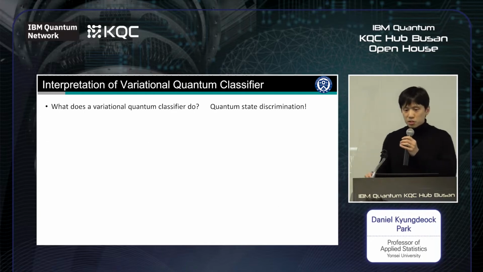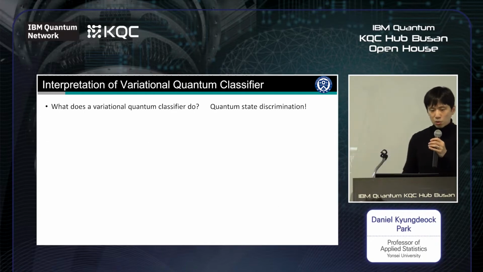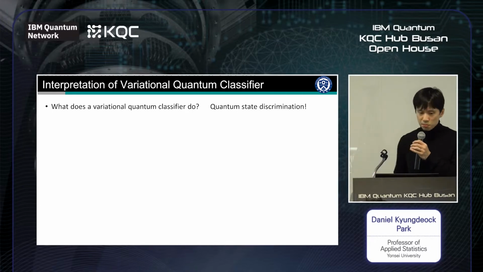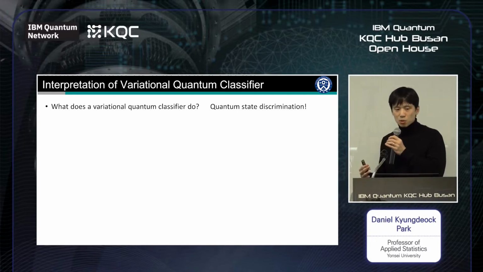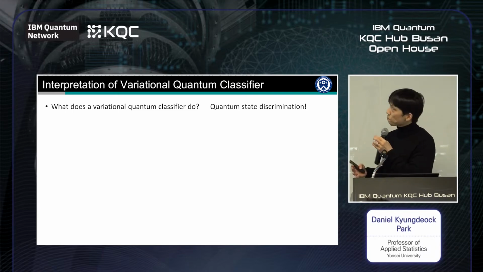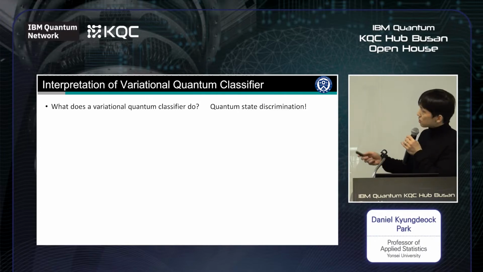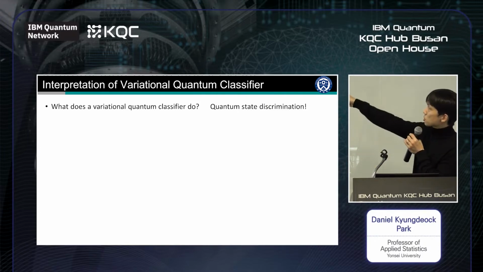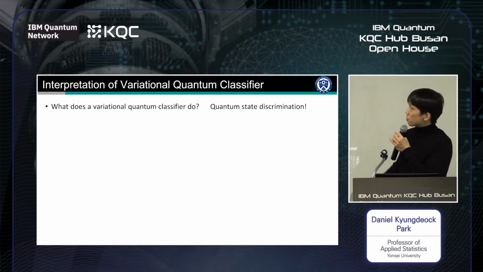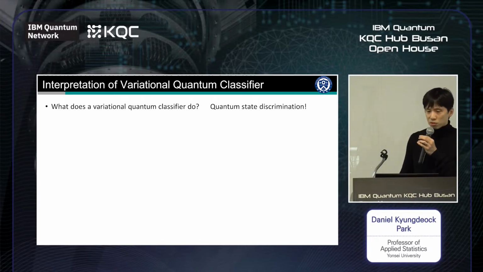All right, so these are all empirical studies, and we wanted to understand this from a more fundamental perspective. So we were asking this question: what does a variational quantum classifier really do? In the end, it's just doing what's known as quantum state discrimination. And maybe this terminology is not very familiar to many of you, but this is an idea that came out even before the birth of quantum computing.